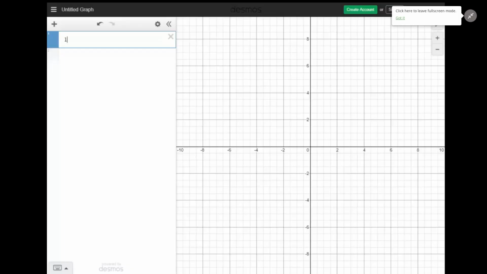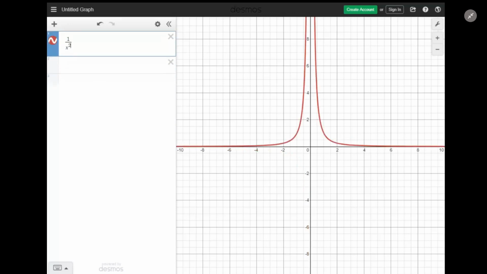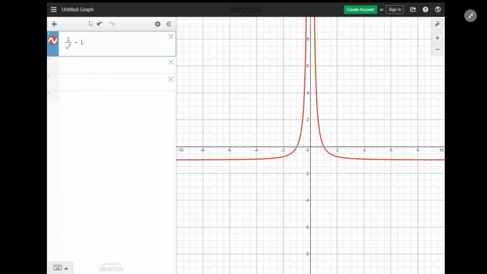And so I'm going to have it graph 1 over x, just so you can see that that's never going to cross the x-axis. Now, if I instead make it 1 over x squared, now we can see that they're both going up, but they still don't touch the x-axis. So if I shift this down 1, look at that. Now it's crossing at -1 and at 1.